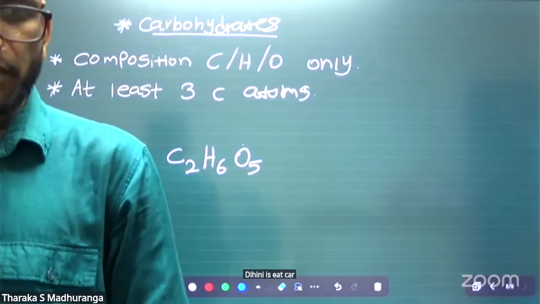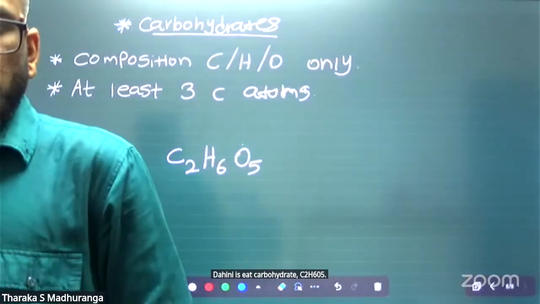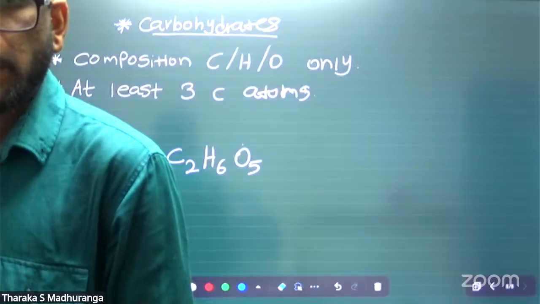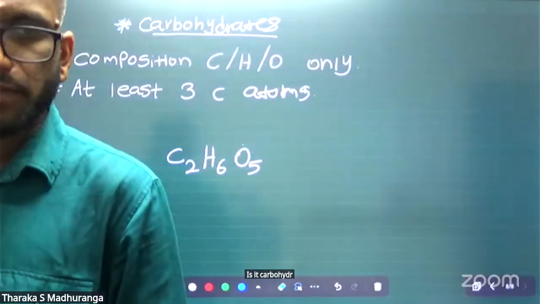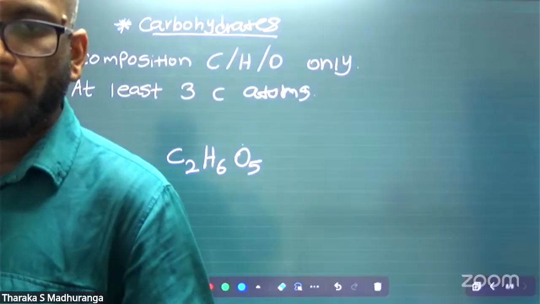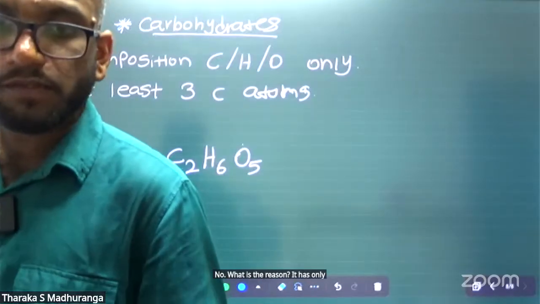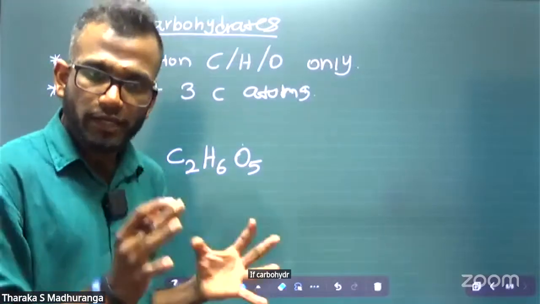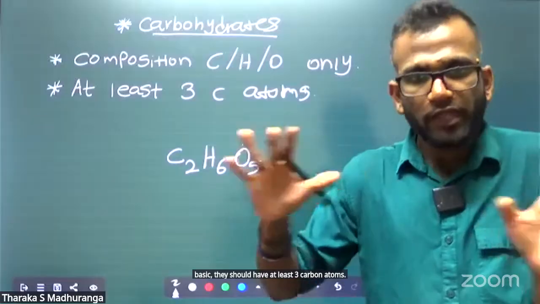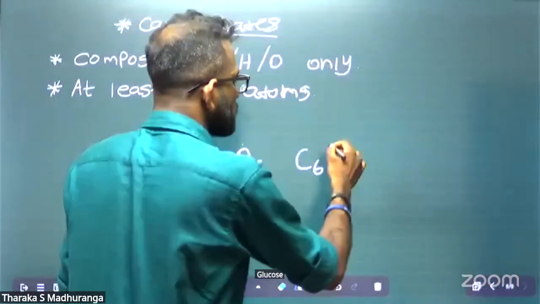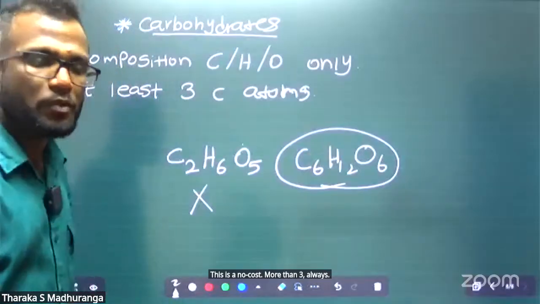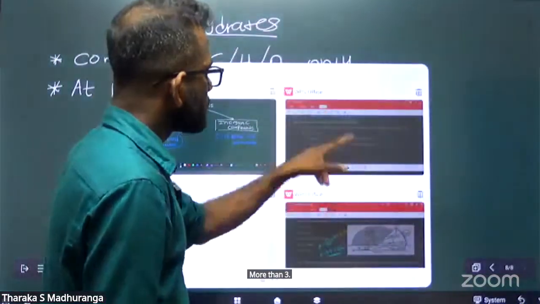Dihini, is it a carbohydrate? C2H6O5. Is it a carbohydrate? No. What is the reason? It has only 2 carbon atoms. If it is a carbohydrate, what is the main requirement? This is basic, okay? They should have at least 3 carbon atoms. If not, they're not carbohydrate. Glucose structure C6H12O6. This is glucose. More than 3, always.